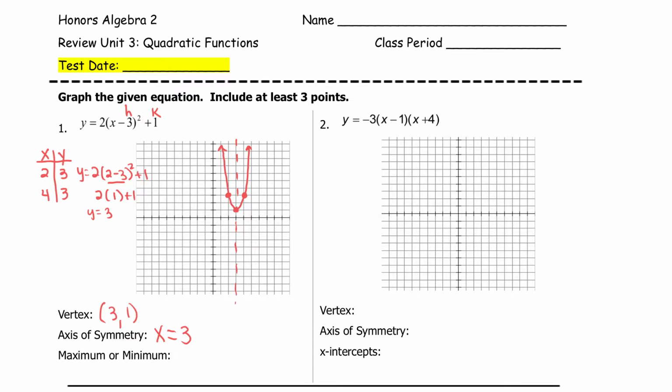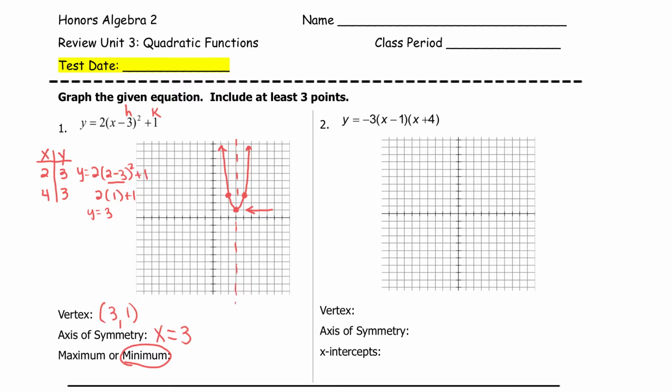And the only other question I need to answer is, is it a maximum or a minimum? Well, they're talking about this vertex right here. Is that vertex a maximum point on the graph or a minimum point? Well, it's down there at the bottom, so that would be a minimum. All right, let's go on to the next one.